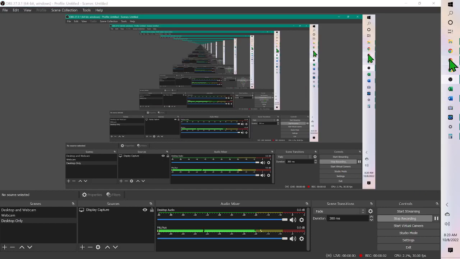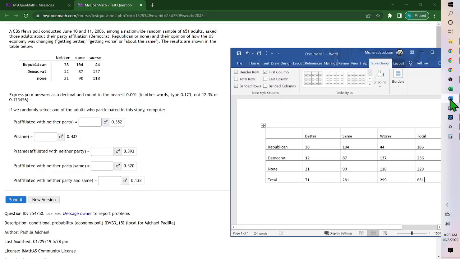Hello, for this problem, on the contingency tables, they don't have the totals, so you want to total them first, because you need all these totals to find the probabilities.